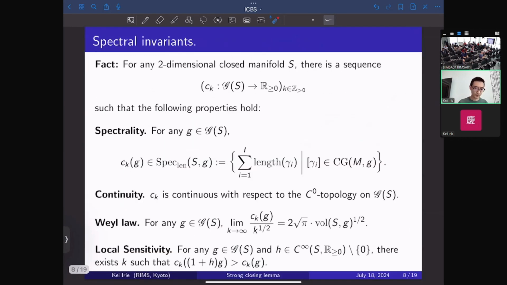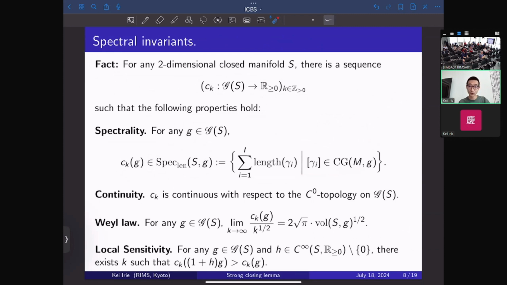And the proof of this theorem is based on the following fact. So let me first state the fact. For any two-dimensional closed manifold S, there is a sequence c_k, where k is a positive integer, from the set of Riemannian metrics to the set of non-negative real numbers such that the following properties hold. The first property is spectrality. That means that for any metric g, c_k(g) is an element of the length spectrum, which consists of finite sums of lengths of closed geodesics.